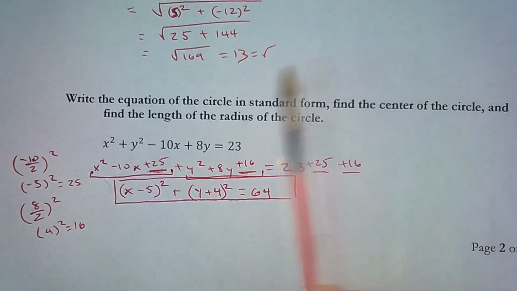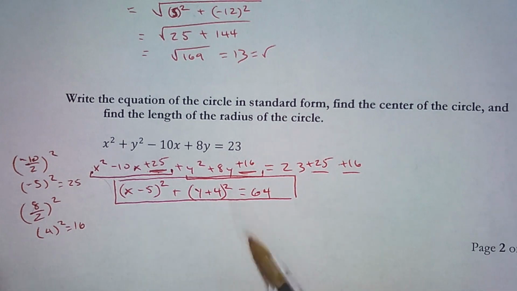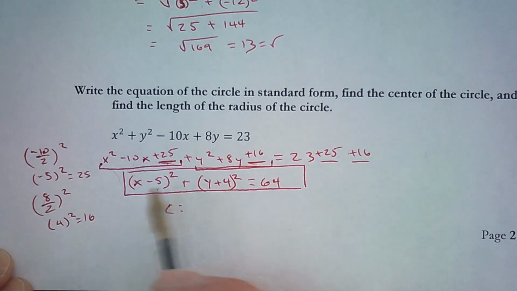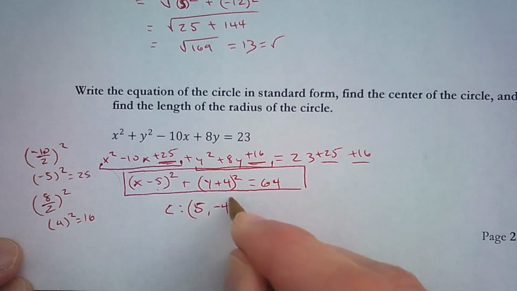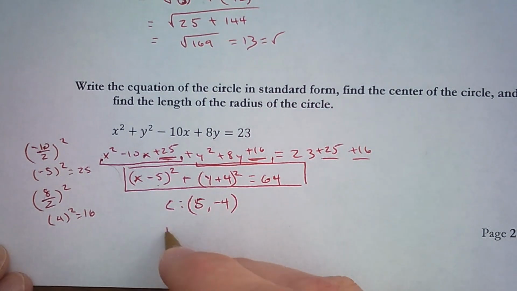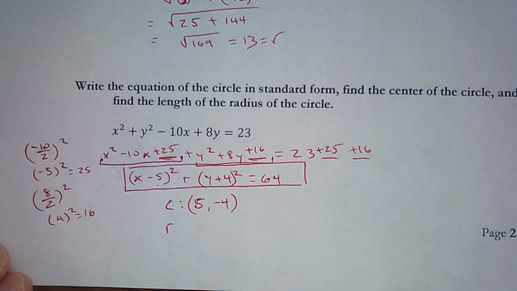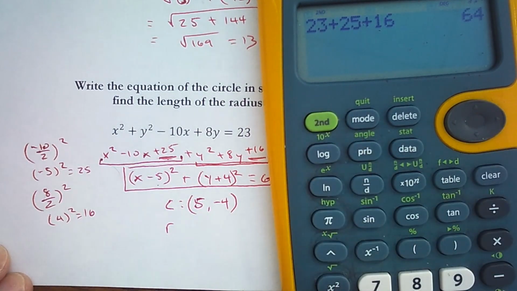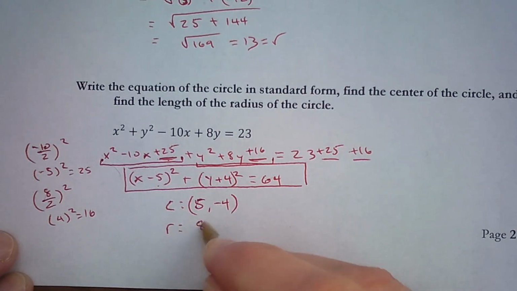So it says, write it in standard form, then find the center and the length of the radius. Okay, so we've got our standard form here. The center comes from h and k, but it's opposite signs. So the center is positive 5, negative 4. And then the radius, we take this number right here and take its square root. Okay, so the square root of 64, and if you're using my calculator, that's this button right here. So second and square root 64 is 8. So the radius is 8.